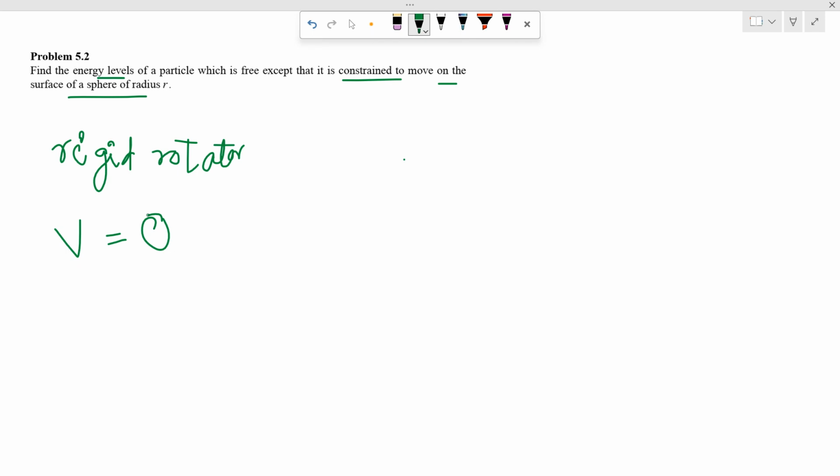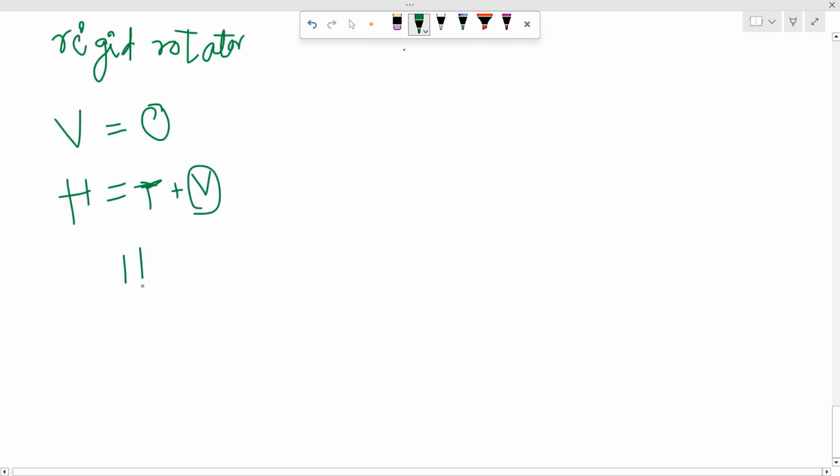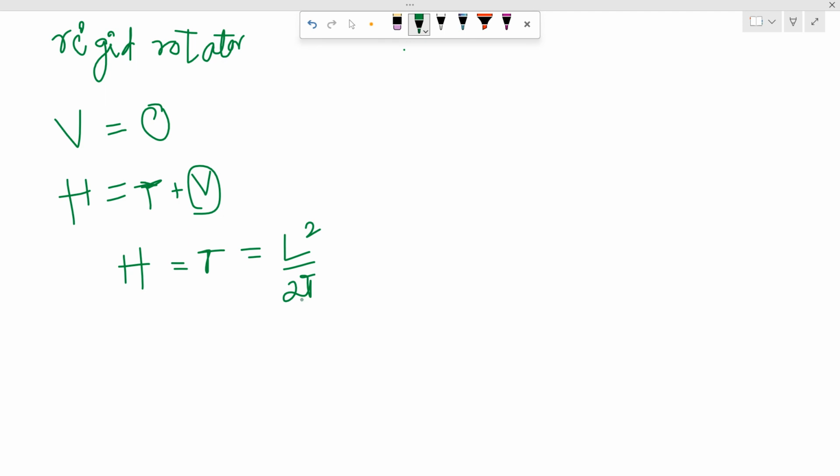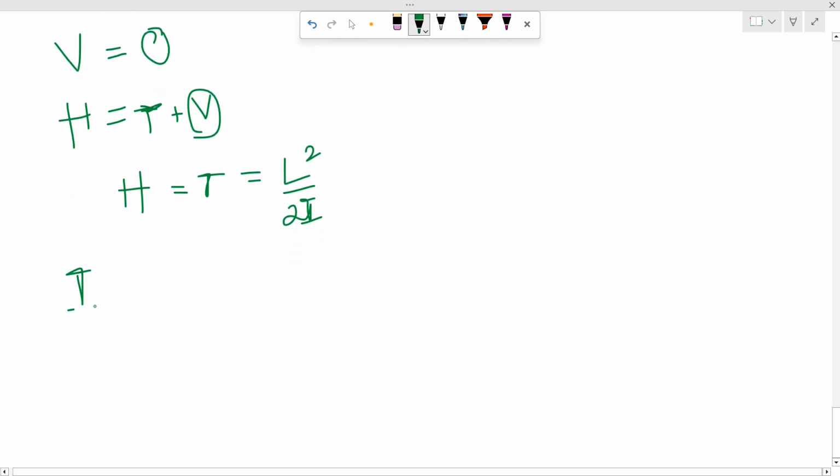The energy of the system, the Hamiltonian, is kinetic energy plus potential energy: H is equal to T plus V. So V is zero, and the Hamiltonian will be only kinetic energy, which is equal to L square by 2I. For a rigid rotator, the Hamiltonian is L square by 2I, where I is the moment of inertia, which is m r square.